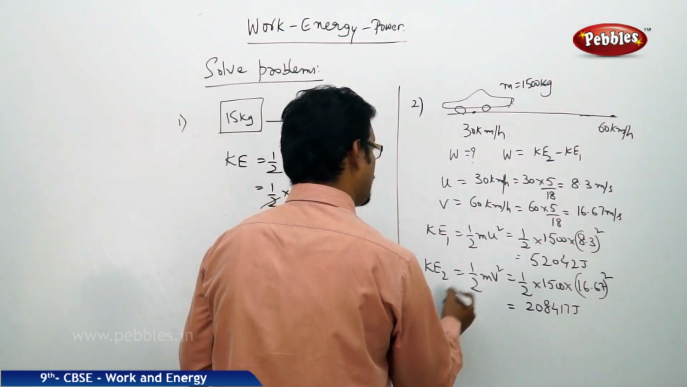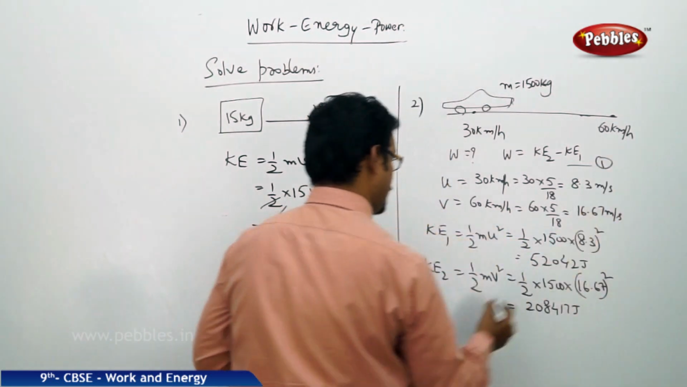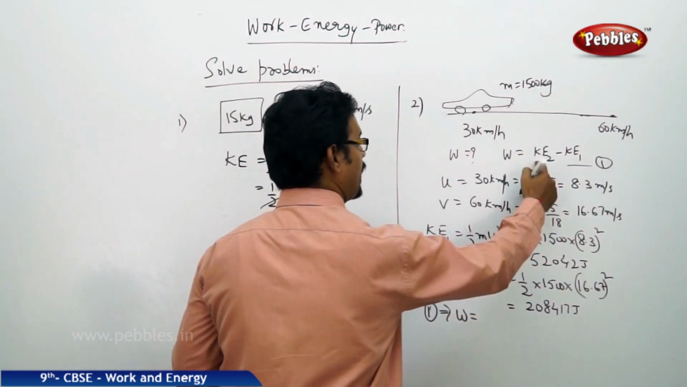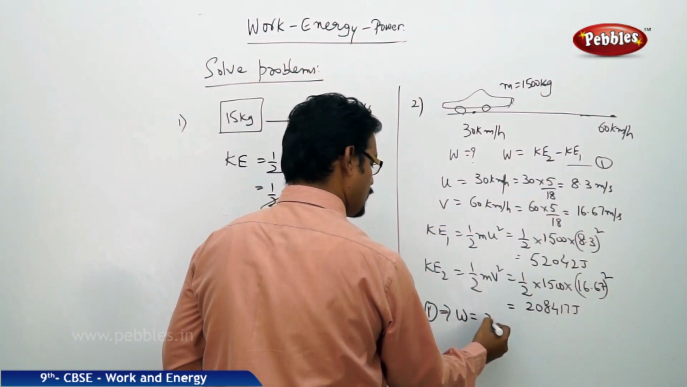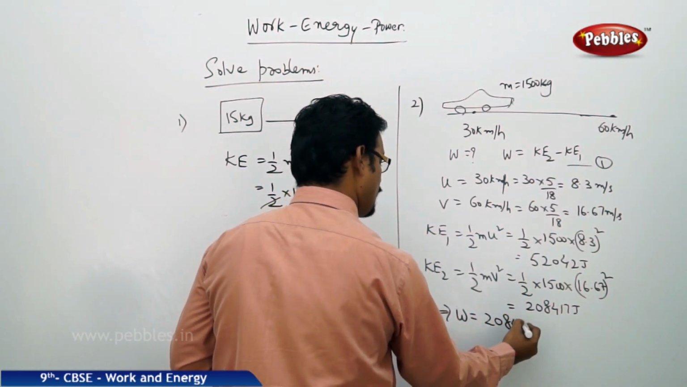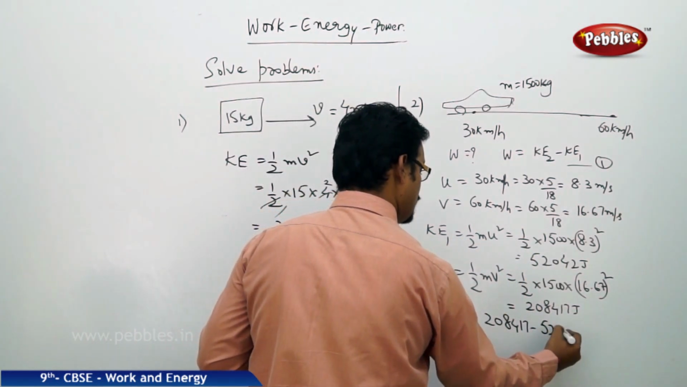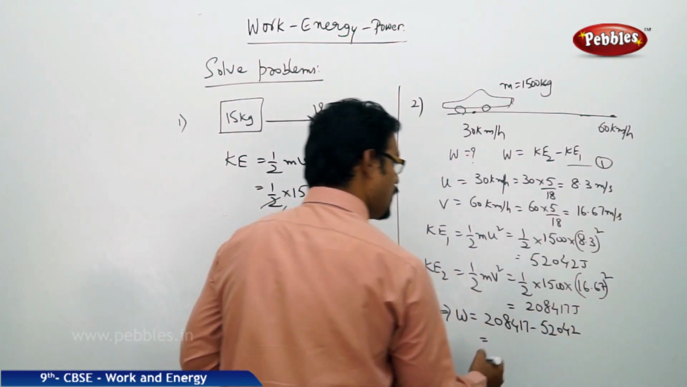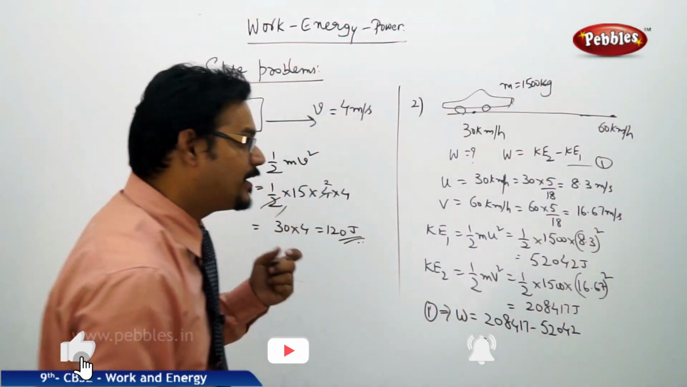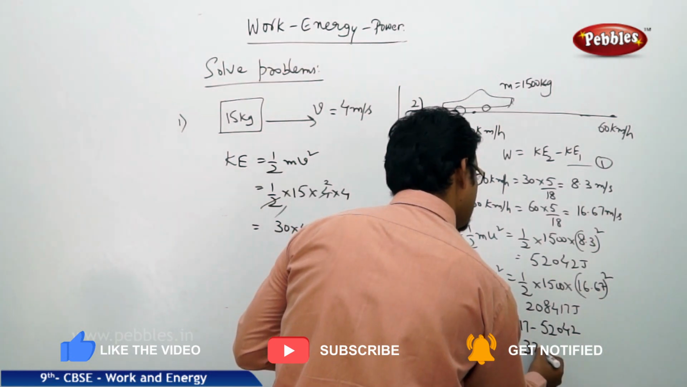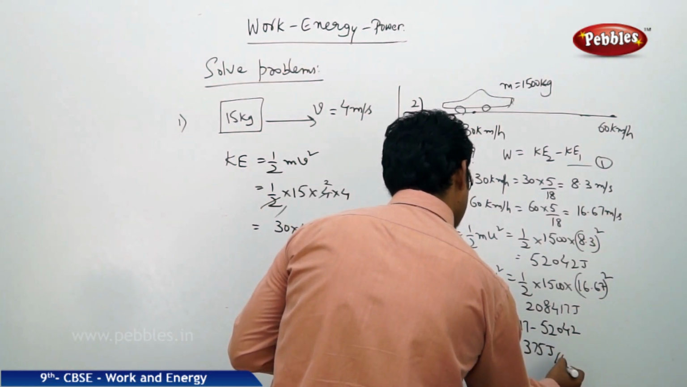Now, the amount of work done, see this is equation 1. If you take equation 1, the amount of work done is KE2 minus KE1. KE2 is 208417 minus KE1, 52042. Now, if you subtract it, what answer will you get? You will get 156375 joules is the right answer.